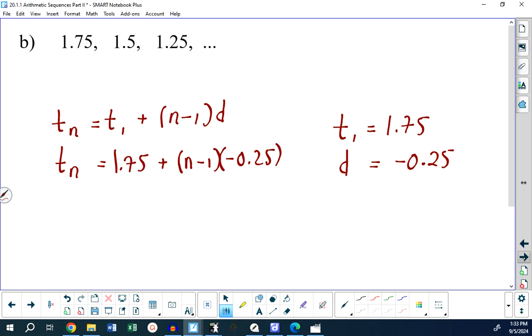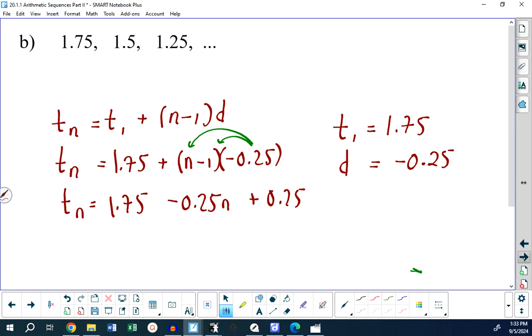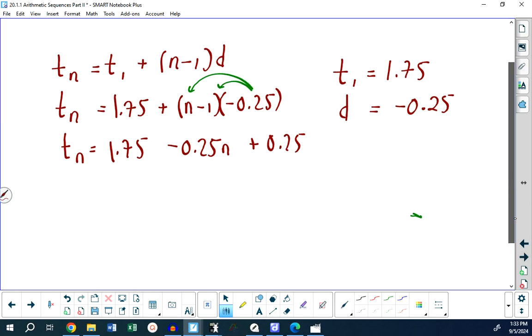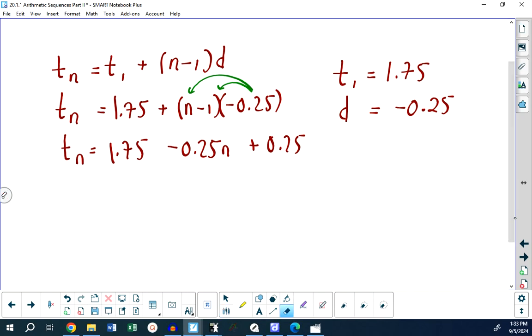And we're going to expand this out and simplify it. T sub n is 1.75. Now I need to multiply this negative 0.25 by the negative 1 and the negative 0.25 by the n. So I'm going to get negative 0.25n and positive 0.25. And like the last question, I have a couple of numbers that are, well, they're numbers, I can add them together.